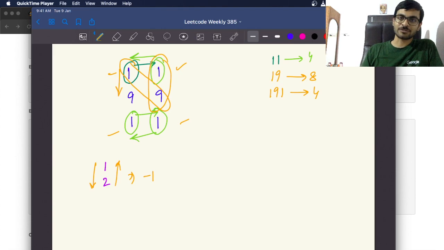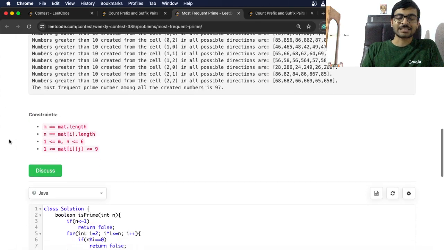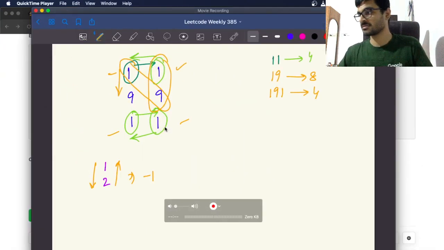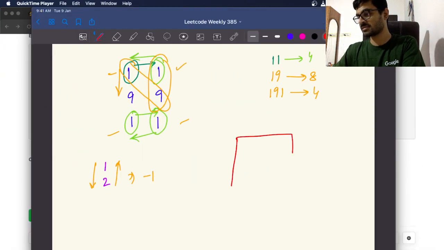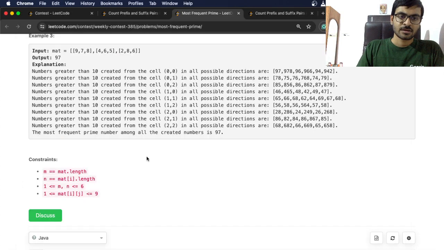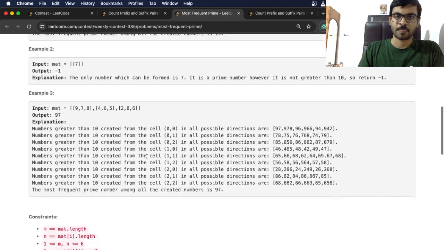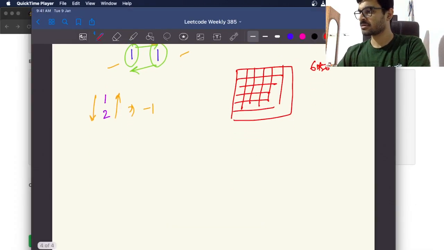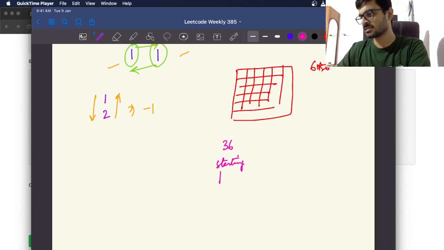Awesome. So now how can we solve the problem? For this, as I've already shared with you before, you should look at the constraints. It's a 6 cross 6 matrix at max. So how many starting points are there? At max there are 36 starting points.